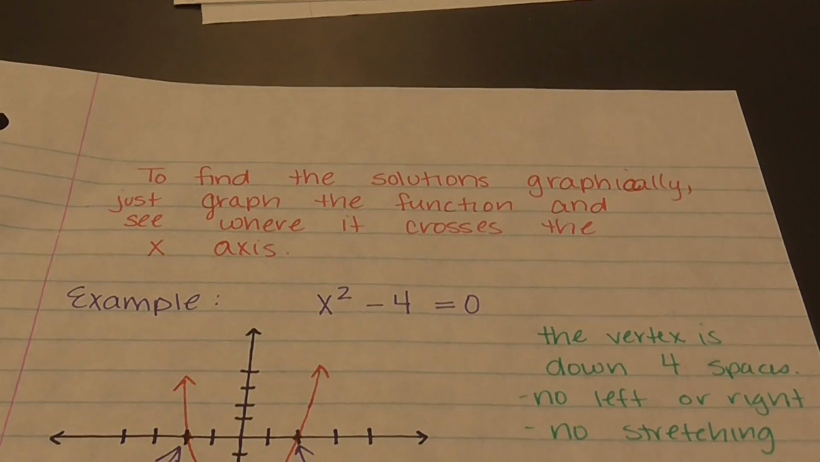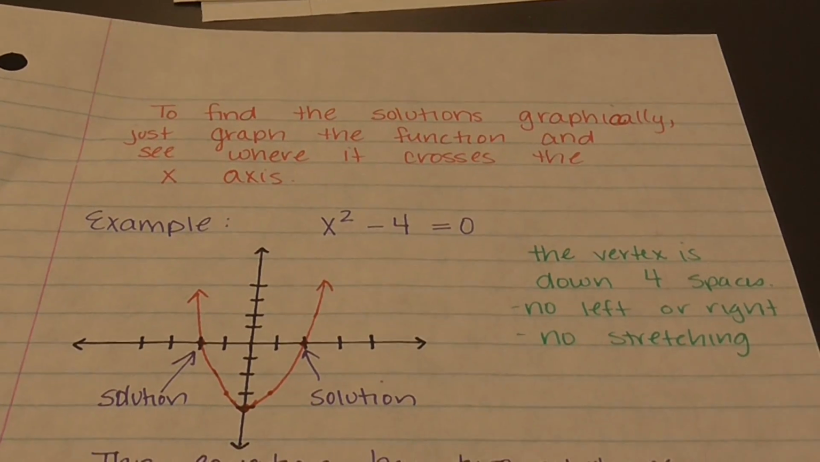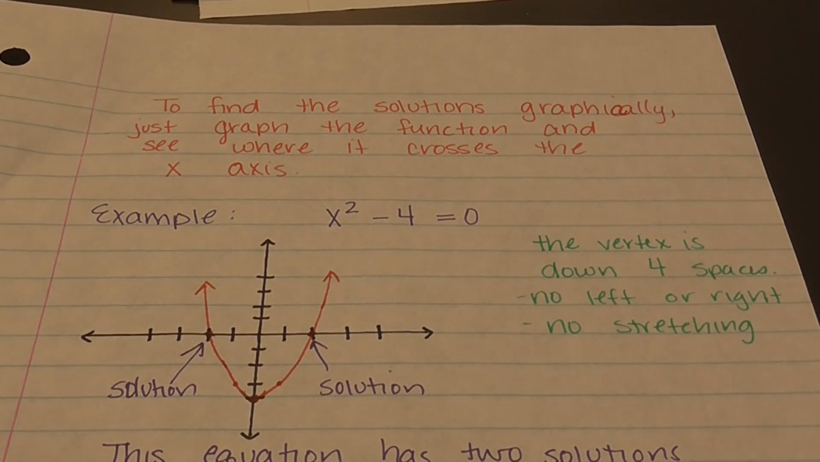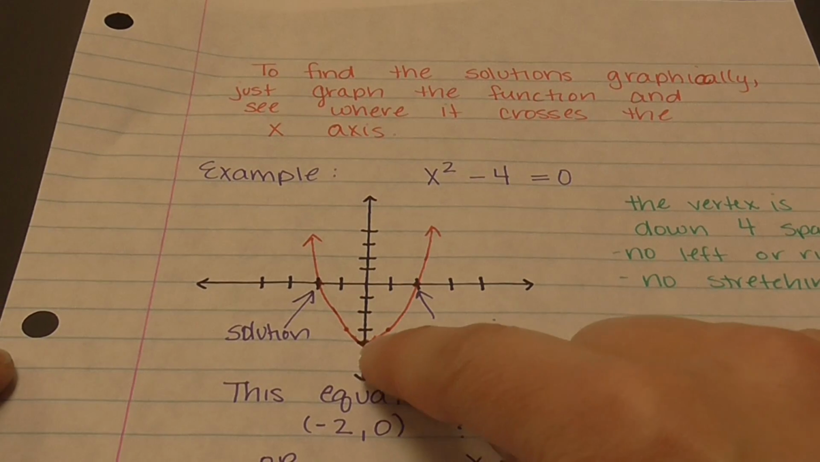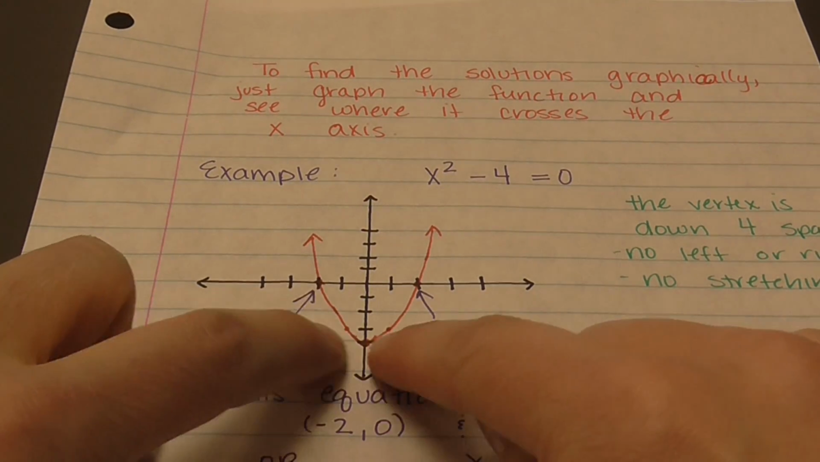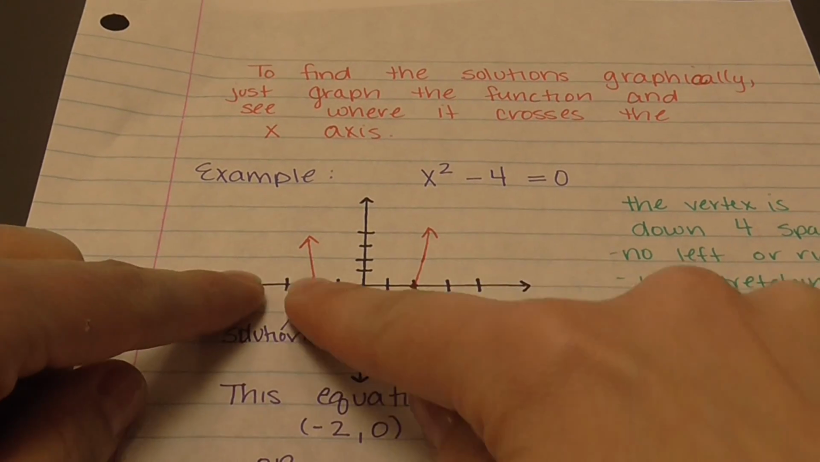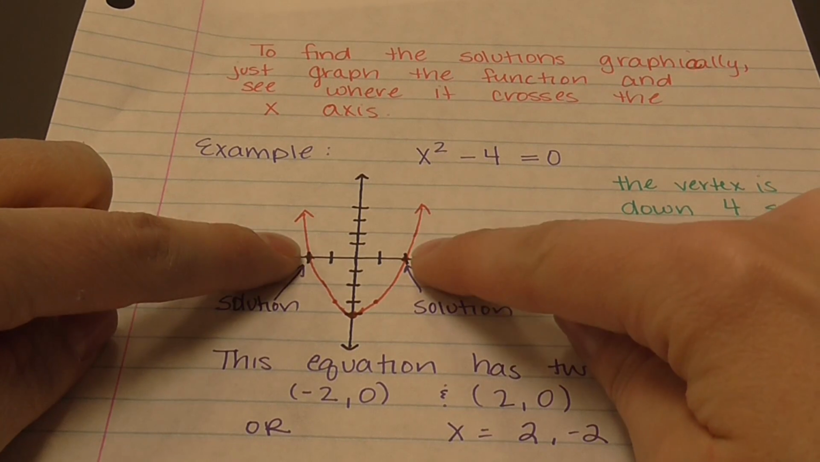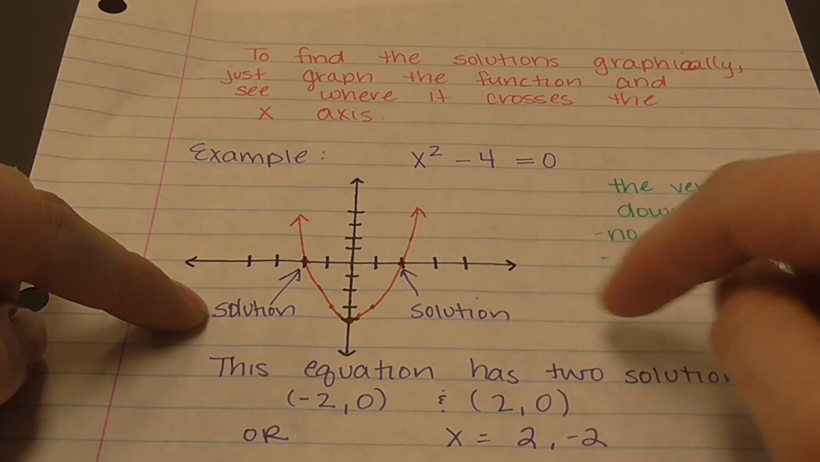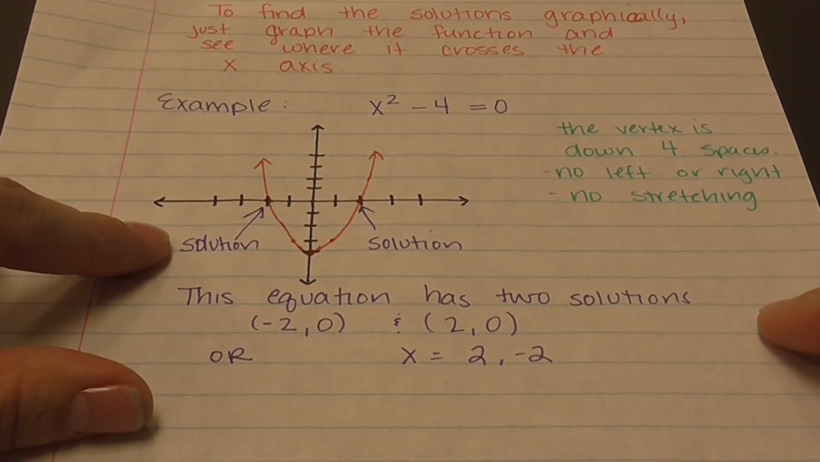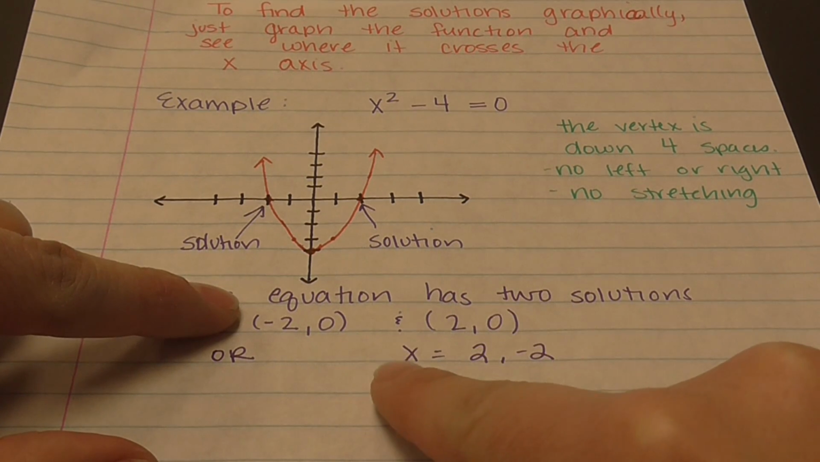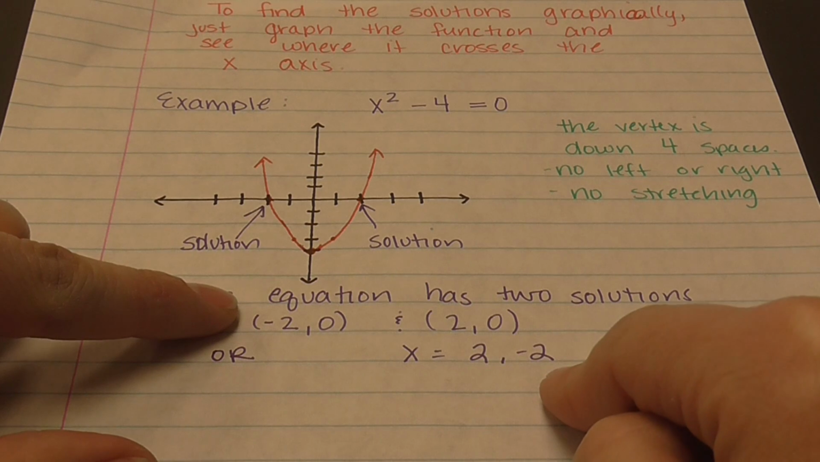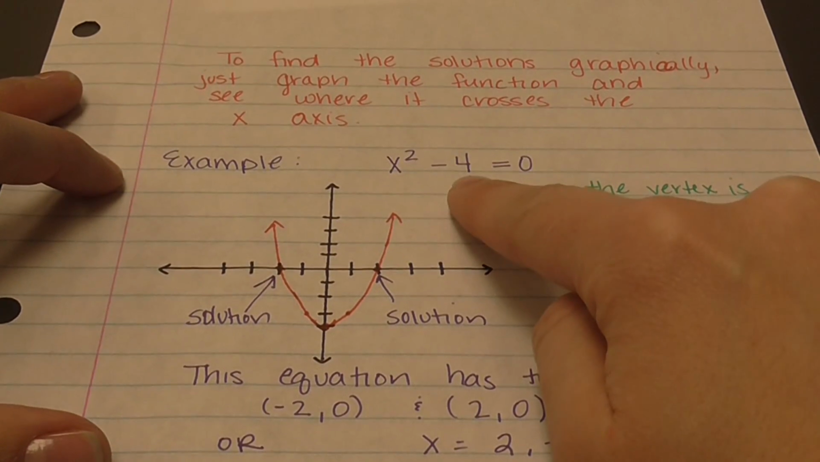An example would be if I had x squared minus 4 equals 0. The vertex is down 4 spaces, there's no left or right movement, there's no stretching, so I move the vertex down 4, over 1 up 1, over 2 up 2, and I graph it. These two points where it crosses the x-axis are your solutions. So this equation has two solutions, at (-2, 0) and at (2, 0), or you can write it as x equals 2 and -2.